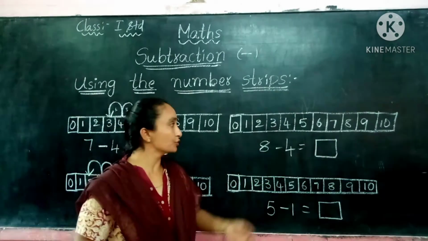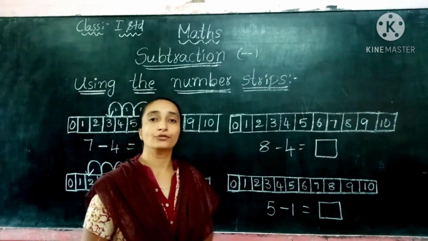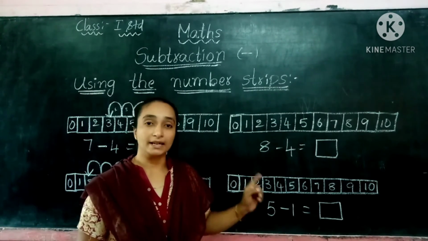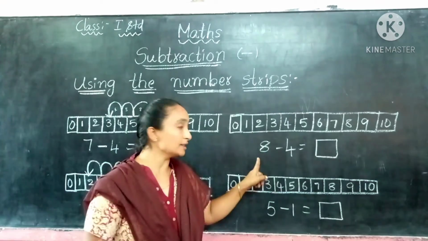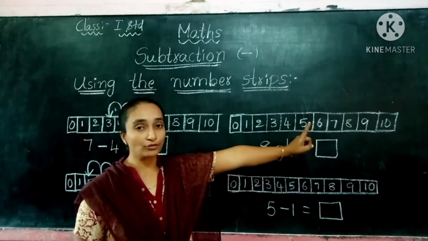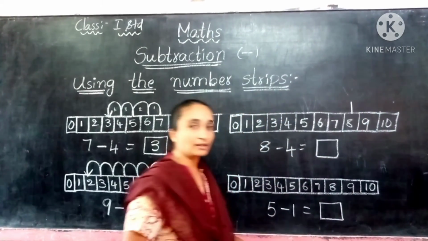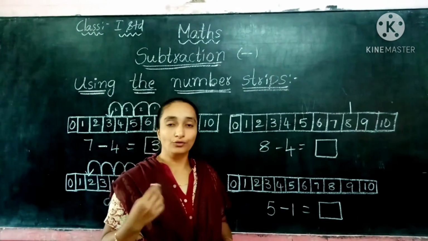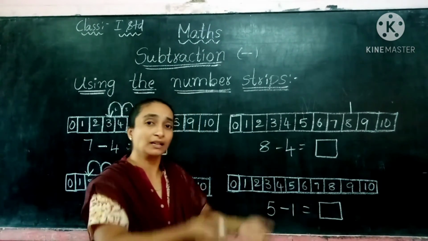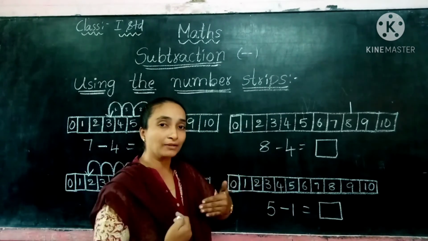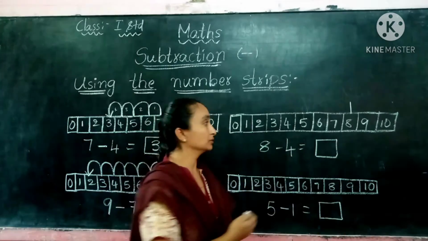Let us see the third one. One more example we will do, children. 8 minus 4. So what we have to do, children, first of all, the first number here is 8. So first of all we have to start from 8, and minus 4. So 4 jumps we have to take backward. Remember children, subtraction always backward. Addition we have to go forward.